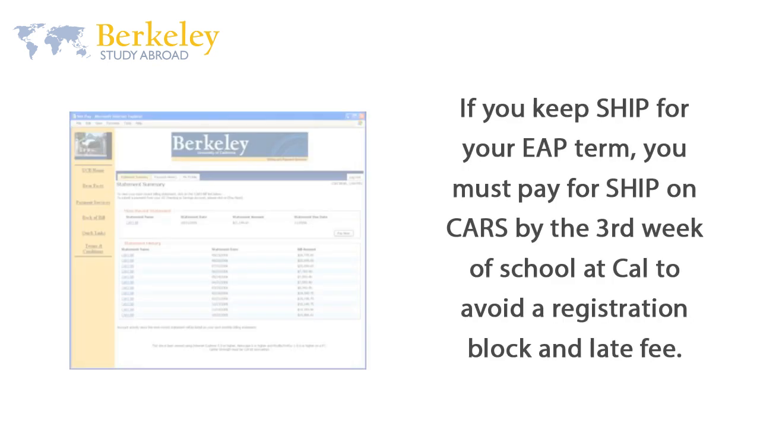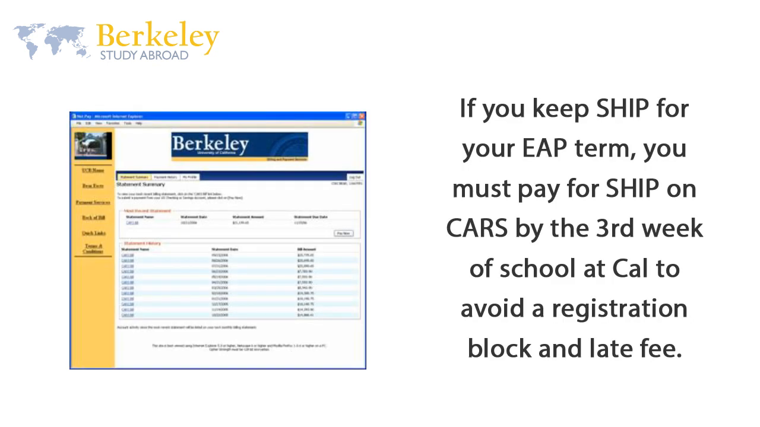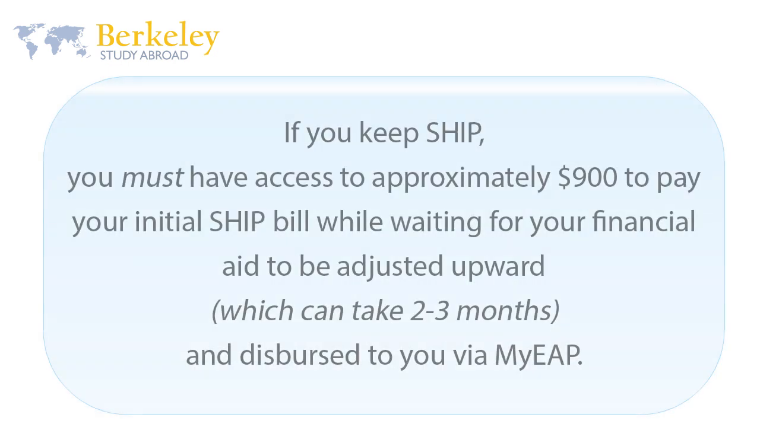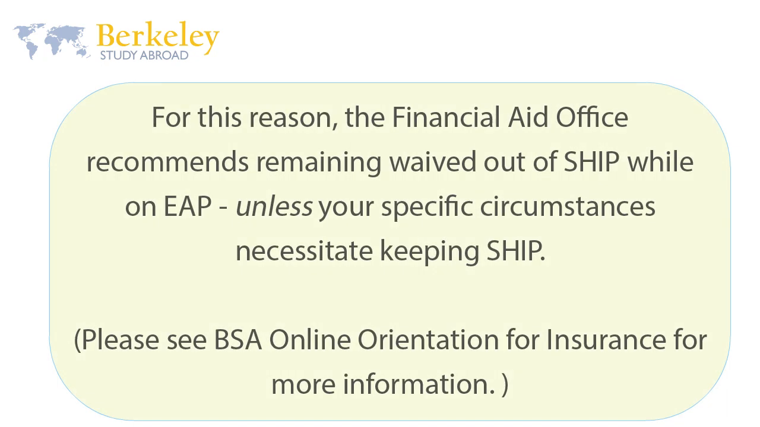You must make an actual payment for SHIP on CARS no later than the 3rd week of school to avoid a registration block and late fee. Therefore, if you keep SHIP, you must have access to approximately $900 to pay your initial SHIP bill while waiting for your financial aid to be adjusted upward and dispersed to you via My EAP. For this reason, the Financial Aid Office recommends remaining waived from SHIP while on EAP, unless your specific circumstances necessitate keeping SHIP.